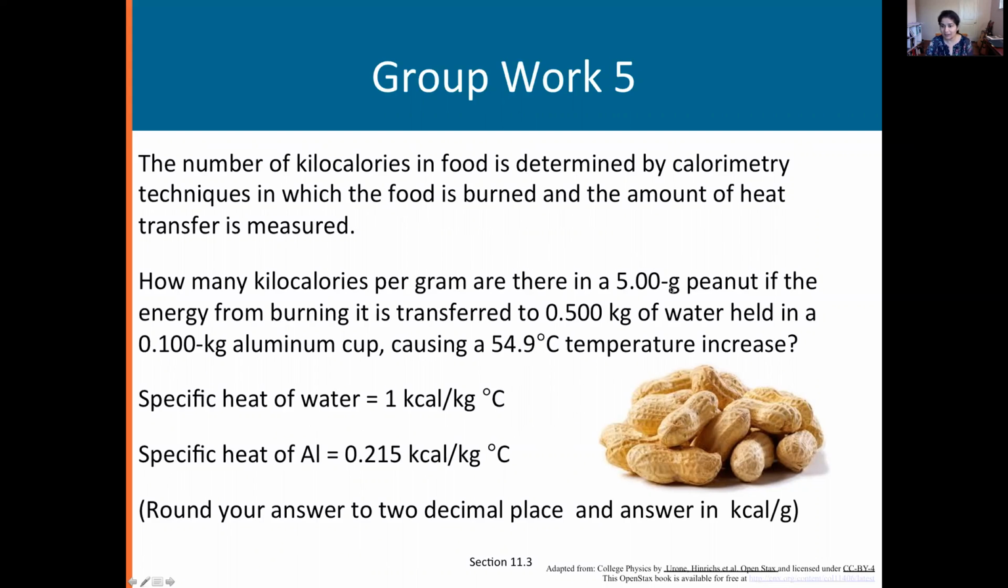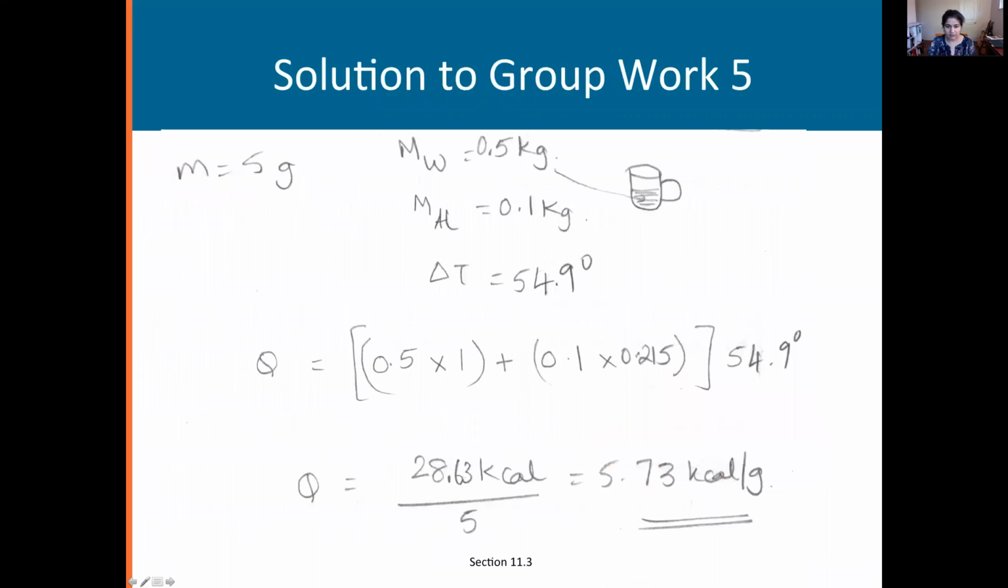We need to then divide by the 5 grams because they asked us how many kilocalories per gram. And we're going to get our energy in kilocalories. Okay, so you can proceed and do it and then check your answer against mine. Yeah, here I've added the mc delta T. This is the water. My delta T is here. It's the same for both. And this is for aluminum. Then I divide it by the 5. Yeah?